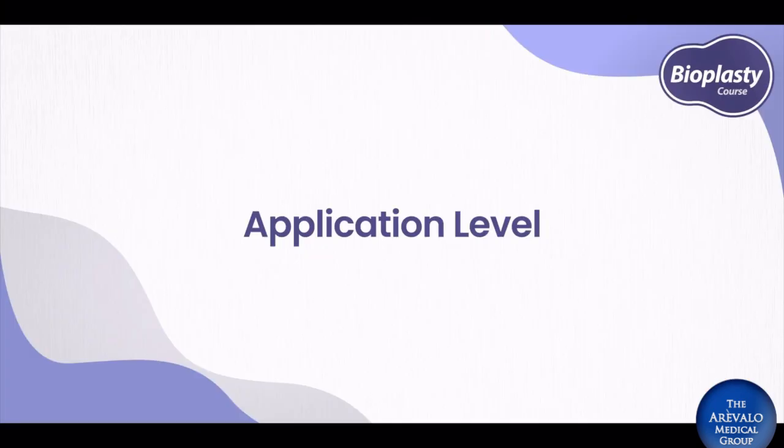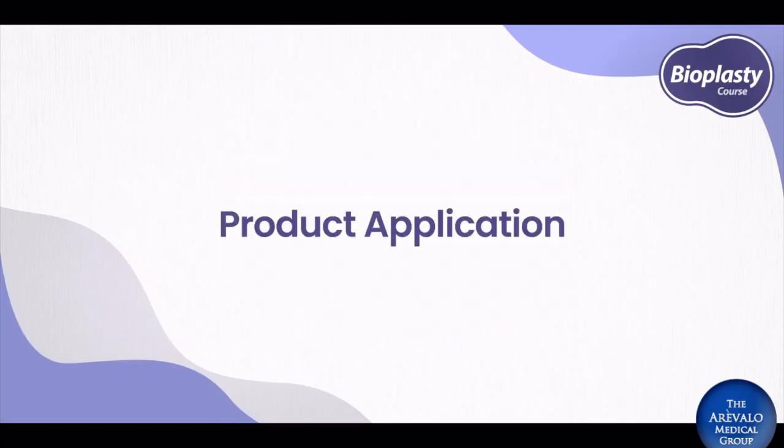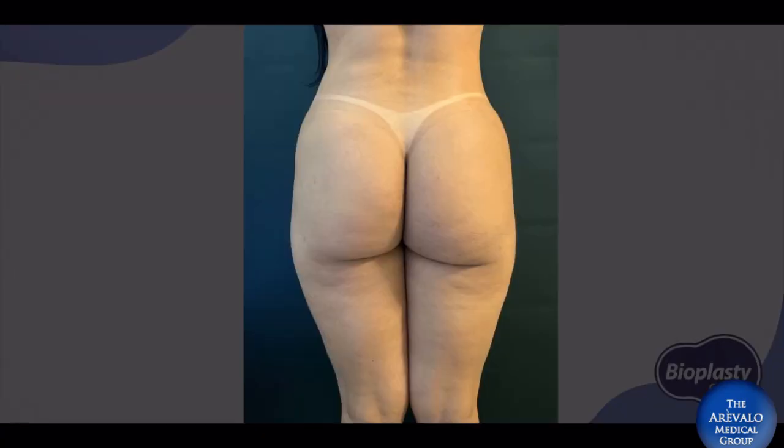Reviewing the application level. The PMMA is applied between the bone and the muscle. With the application in this plane, it projects the muscle and generates the effect of volumizing and correcting the contour. It is time to understand better about the application of the product. As we saw earlier, we do the marking and define the quadrants. In this case, we will apply 180 ml on each side. That's 15 syringes per quadrant.